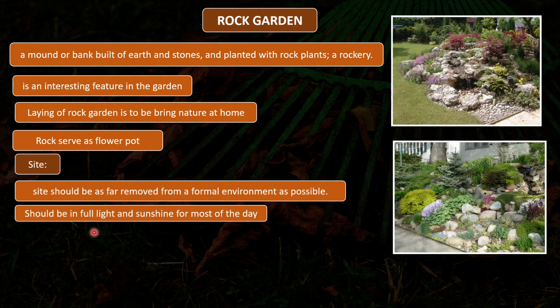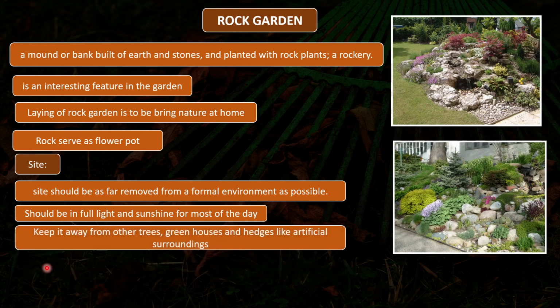Rocky plants are the plants that can survive without water, but they require full sun. These are mainly desert plants, or plants that do not require more water, but they require a good amount of sunlight. So these plants should get sunlight, and therefore the area should be in full light and sunshine for most of the day, right?